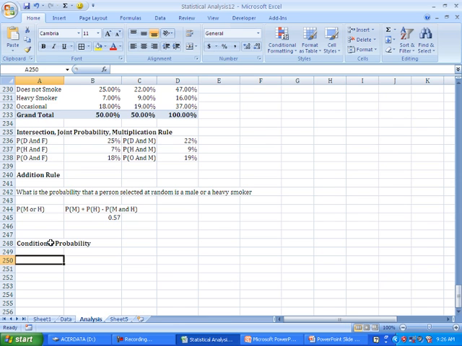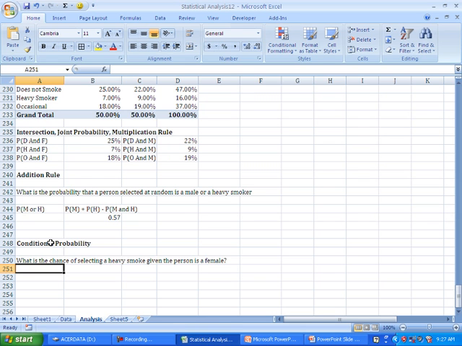For example, I'll write a couple of questions. What is the chance of selecting a heavy smoker given the person is a female? Or probably the same question can be translated slightly better. What proportion of the females are heavy smokers? Or what is the probability of selecting a female who is a heavy smoker?